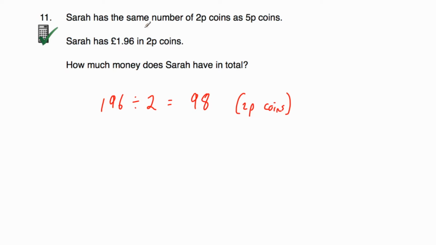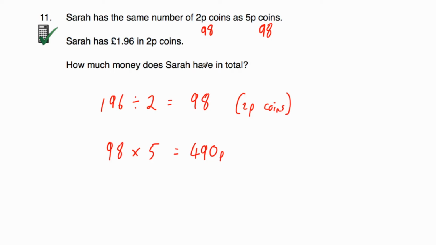Now she's got the same number of 2p coins as 5p coins, so she's got 98 of those, and that means she must have 98 of those. So she's got 98 5p coins. So if we do 98 multiplied by 5, that'll tell us the value of the 5p coins. So 98 multiplied by 5 is equal to 490p, or £4.90.